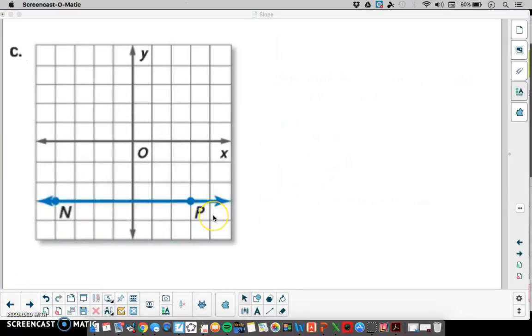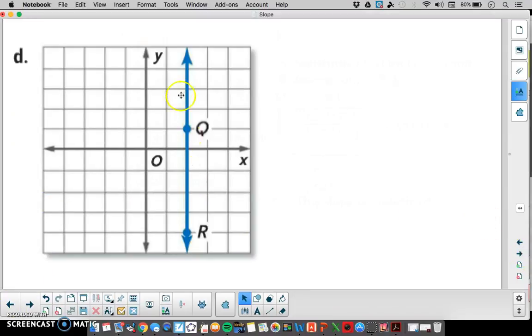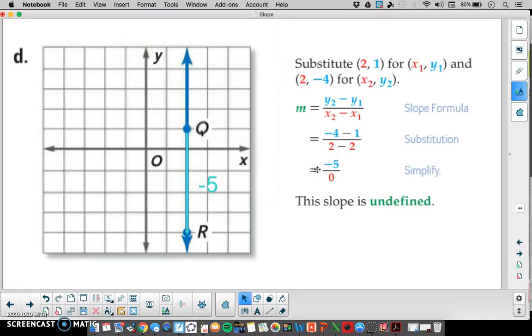In this example, I'm going to be looking at a completely vertical line, and so I'm going to count from Q to R. So if I count down, I count -5 as my rise, but notice there's no left to right movement, so there's no run. And so in this situation, we have a -5 divided by 0.